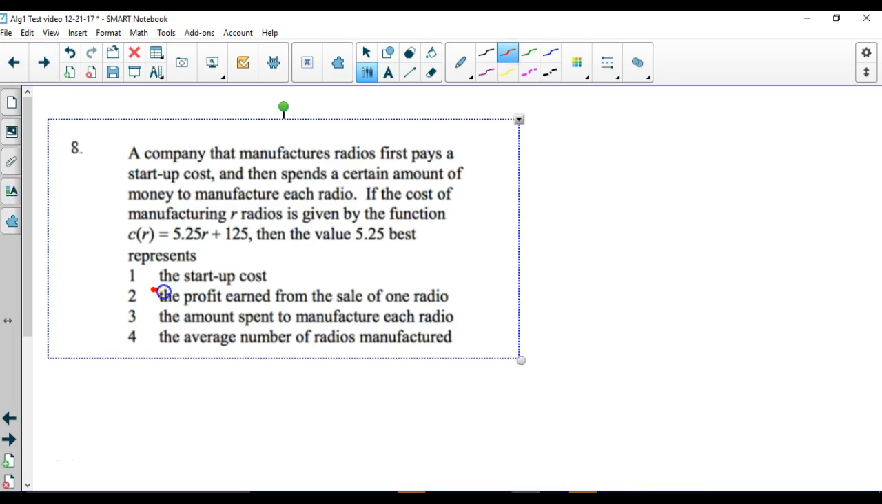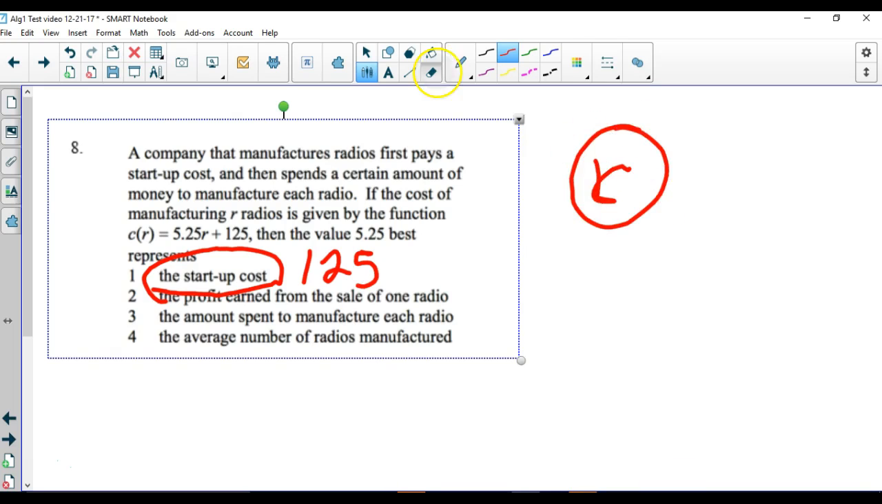Is it the startup cost? Well, what's the startup cost? The startup cost is the original amount, how much it costs. So that cannot be 5.25. That is going to be 125. Okay? So we got to know if the cost of manufacturing radios is given by the function. So the cost of manufacturing radios has to be R. Okay? So let's take a look.